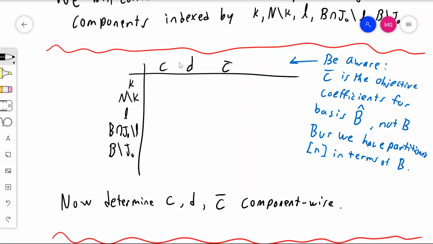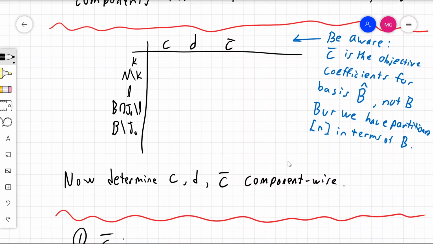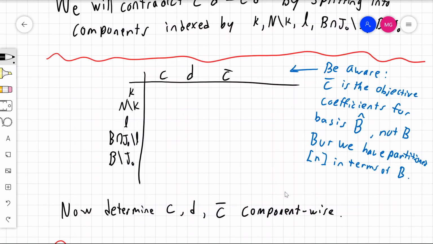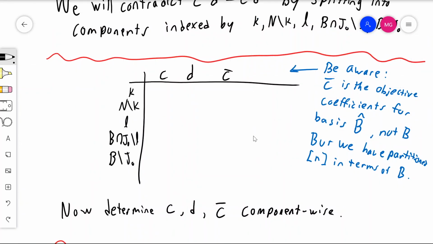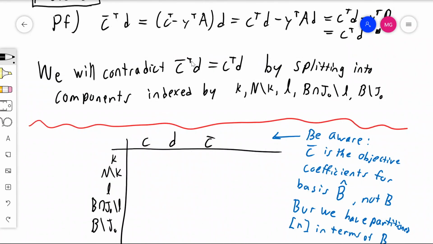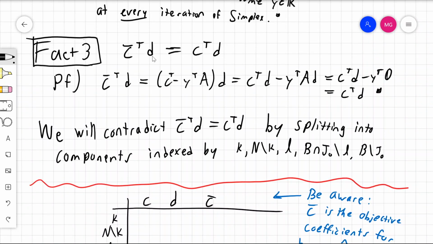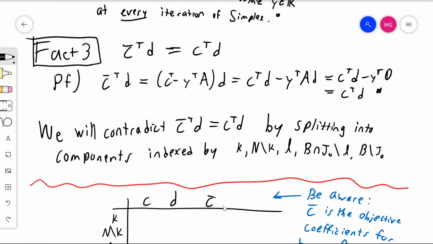So we'll deal with that first, and then we'll do the others. So we'll do C bar, and then C, and then D. And then we'll multiply again, and we'll find that they are no longer equal in the sense of fact 3 that we just established here. They're no longer equal.